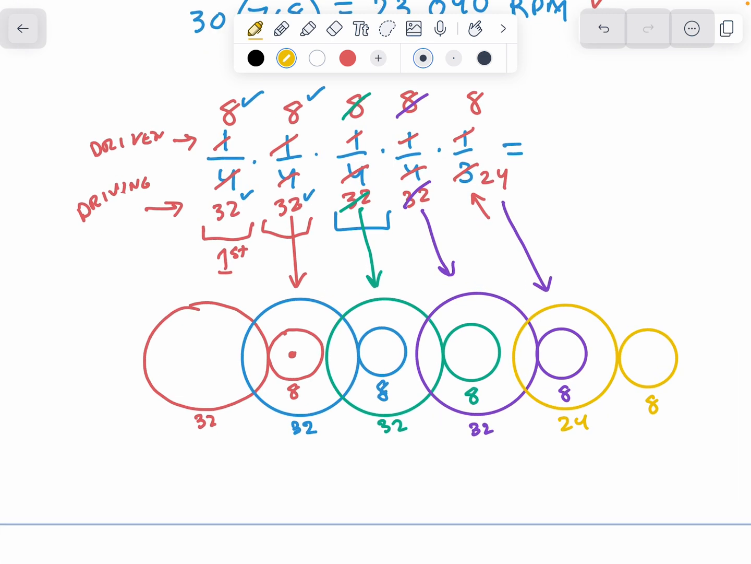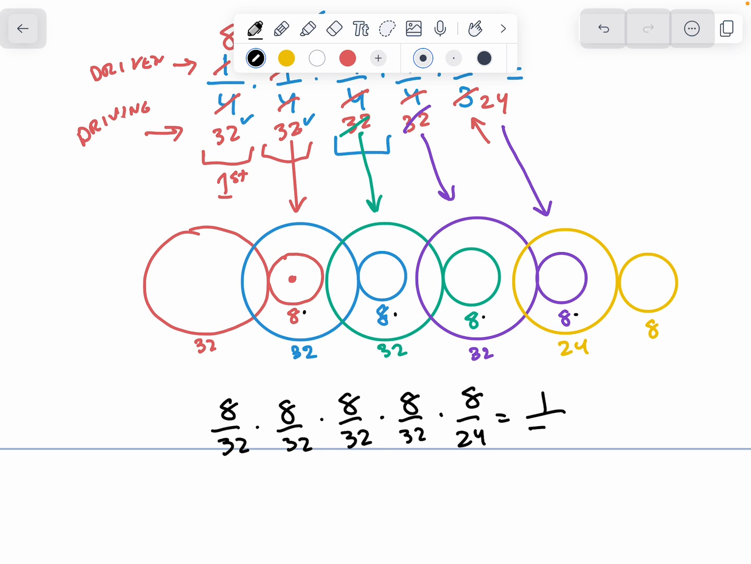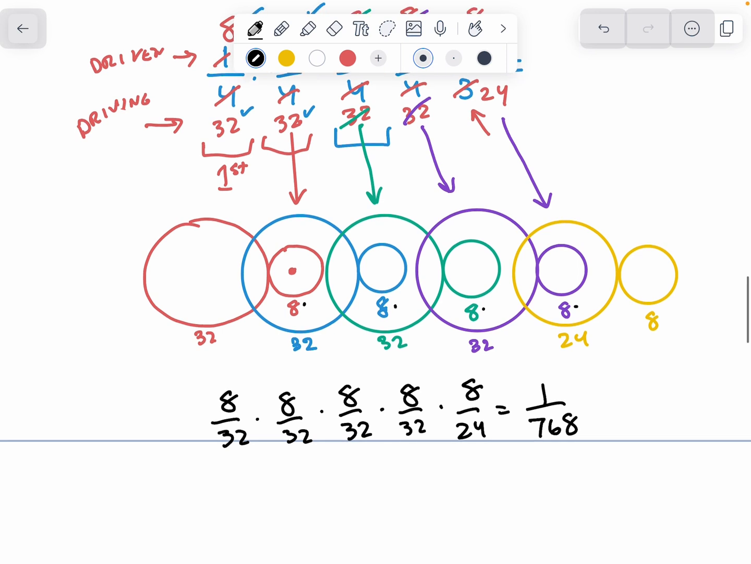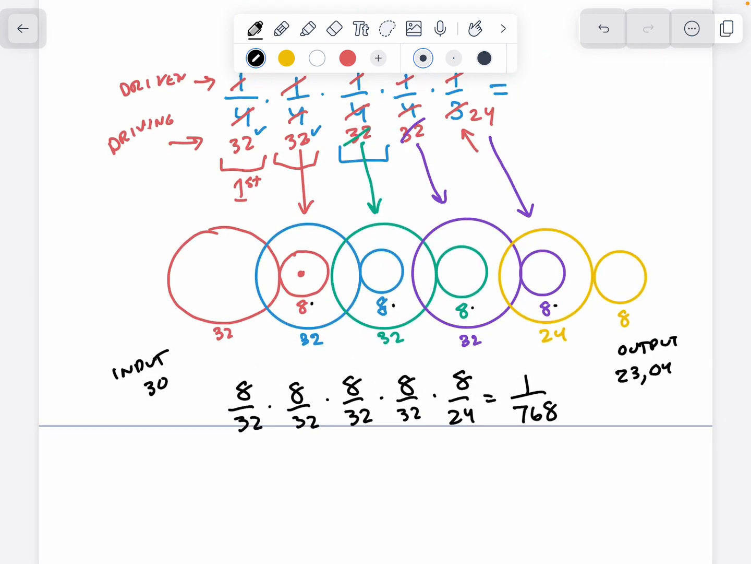So my gear ratio is 8 over 32 times 8 over 32 times 8 over 32. So we have our first 8, our second 8, our third 8 times 8 over 32, our fourth one times 8 over 24, and that's going to give me a gear ratio of 1 over 768, and it's going to have an input of 30 and an output of, what did we say it was? 23,040. Okay.